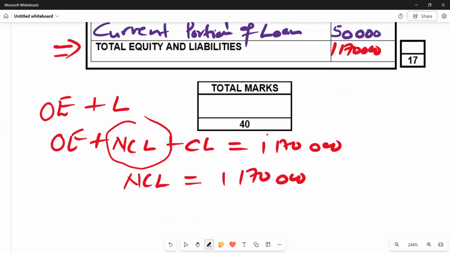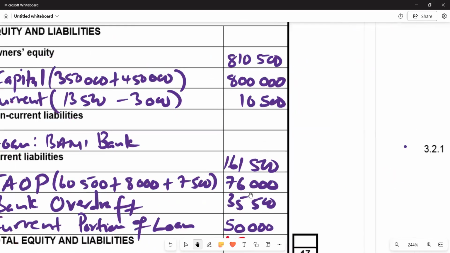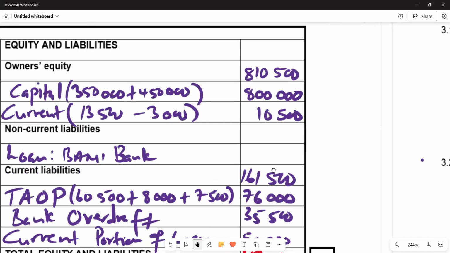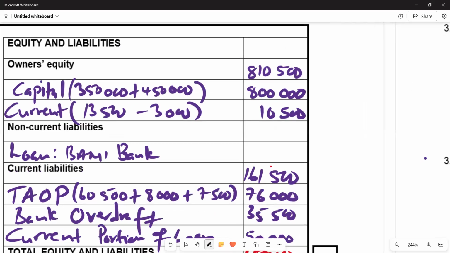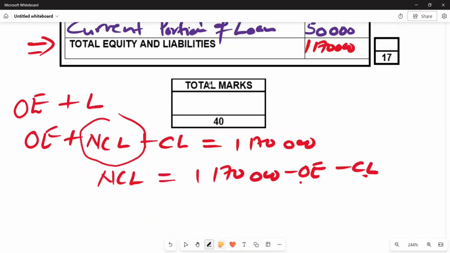Then we take owner's equity to the other side and subtract it, so it becomes negative. Current liabilities become negative again. We have these figures in our balance sheet. Owner's equity is 810,500, so we subtract 810,500. For current liabilities we got 161,500, so we subtract 161,500.